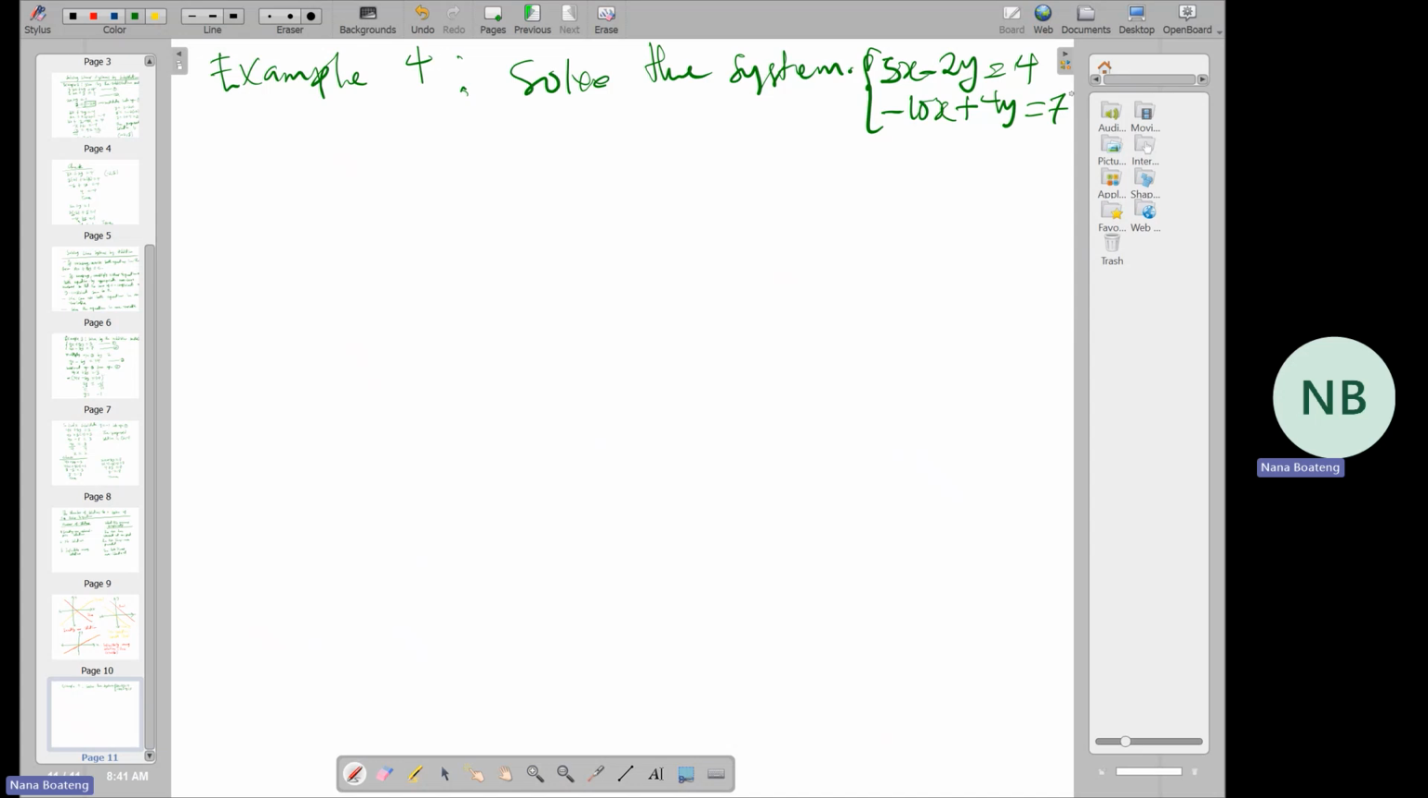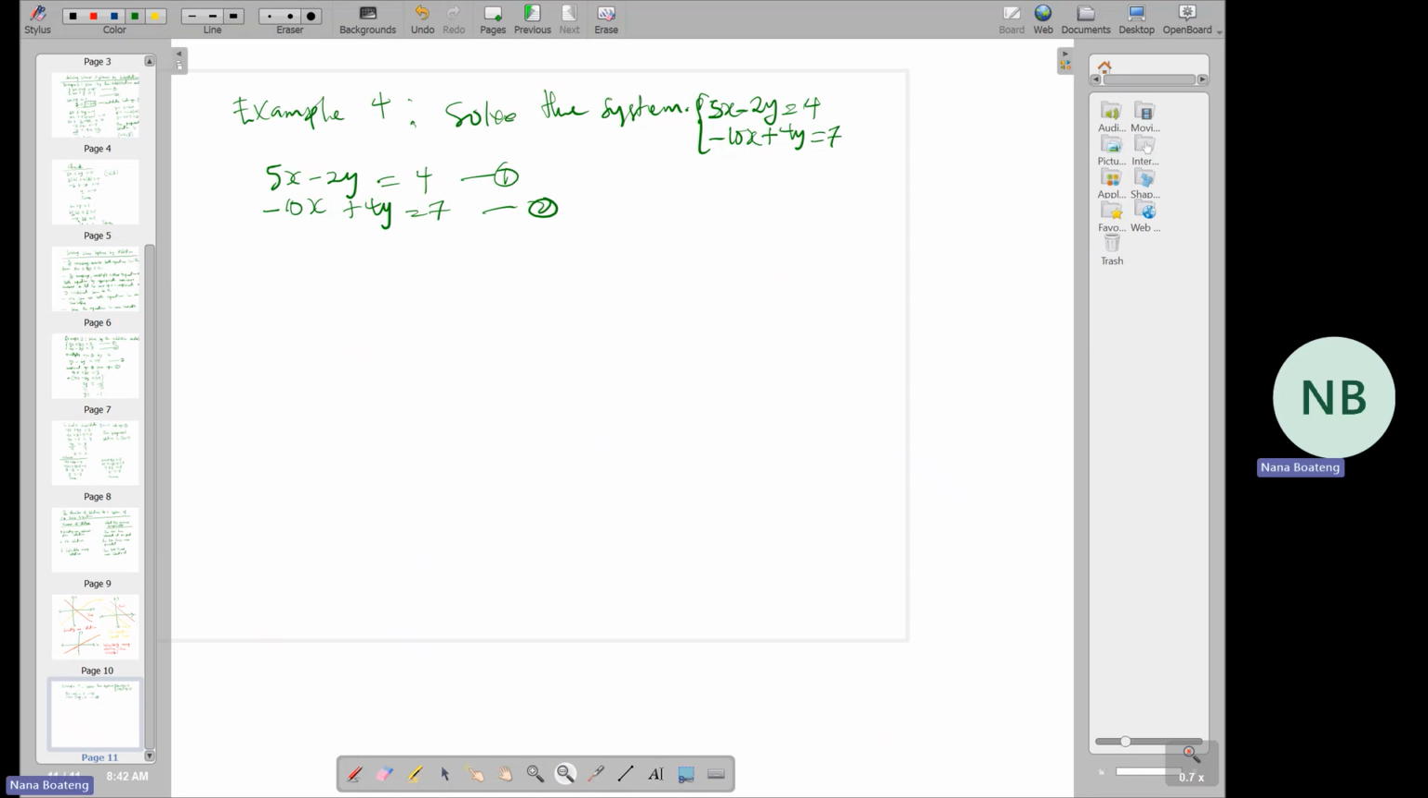So let's label these equations as equation 1 and 2. 5x minus 2y is equal to 4 is equation 1, and minus 10x plus 4y is equal to 7 is our equation 2. We want to solve these two equations, and we can see that equation 2 has a 10.